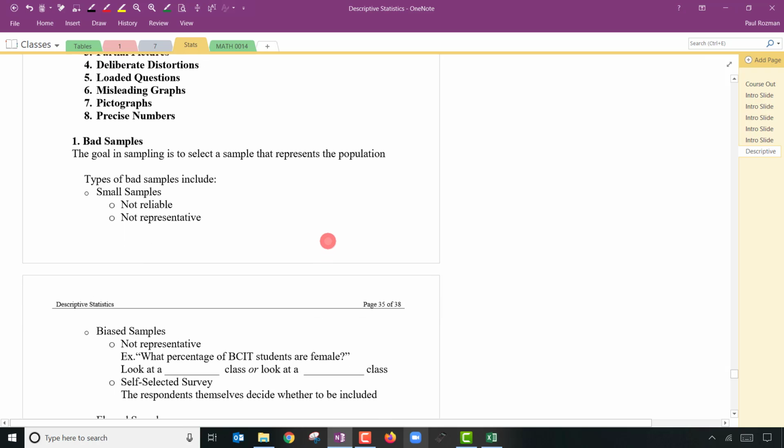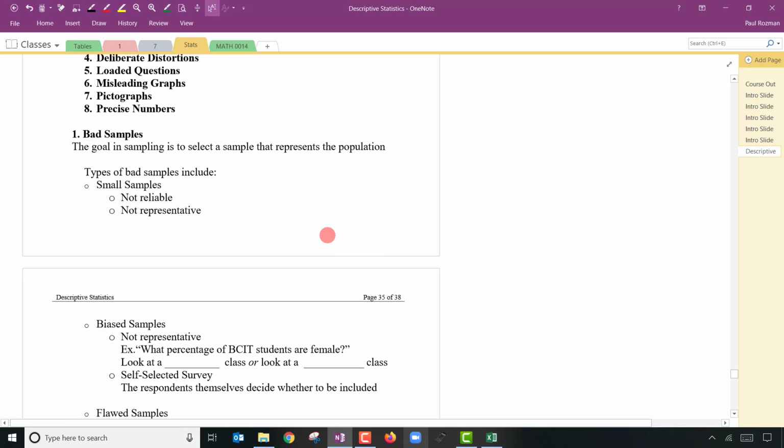So when you see some sort of statistics being presented, one of the first questions you should have is, how big is this sample and how did they get it? Those two questions need to be answered before you can begin to believe the results of the study.